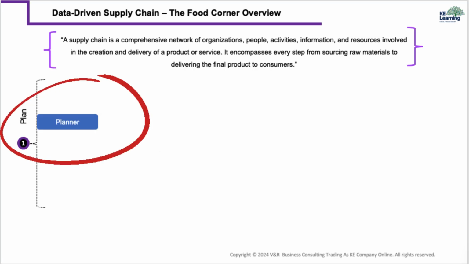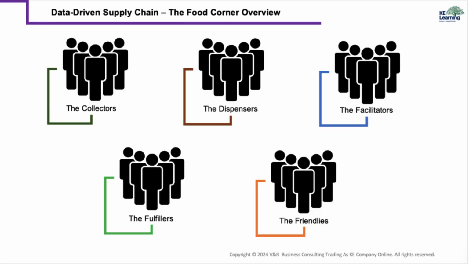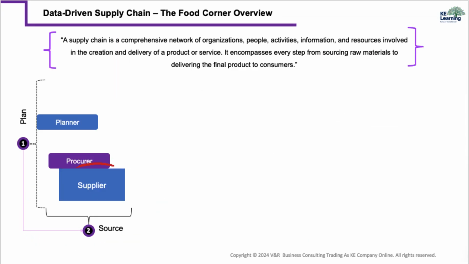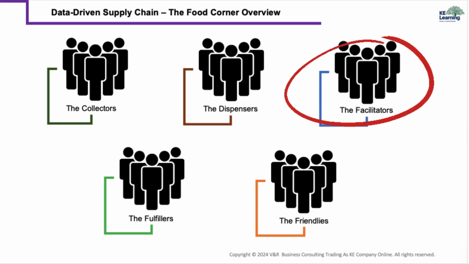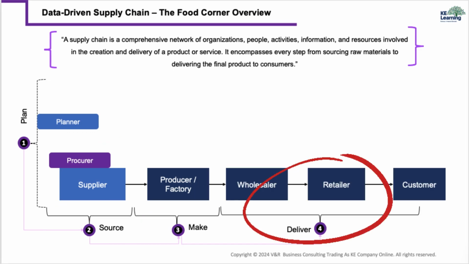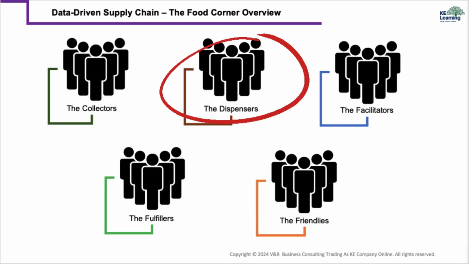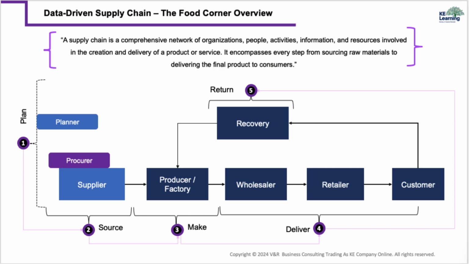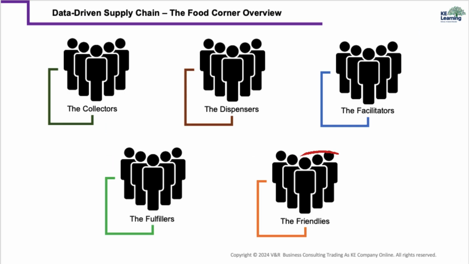So in terms of the supply chain process, the overall high-level plan sits with the facilitators, because they have a sort of bird's-eye view of what's happening on both sides of the equation. They do so with a lot of input from the collectors. The sourcing from suppliers is also done by the facilitators, strongly supported by, mainly, the fulfillers, as well as some input from the collectors. The suppliers are obviously the producers of all items required, while the deliver process is fully managed by the dispensers, with significant input from the fulfillers. The recover process, which in this case involves a lot of nuances in terms of governance of this process, especially considering we're dealing with food items, is managed by the friendlies.